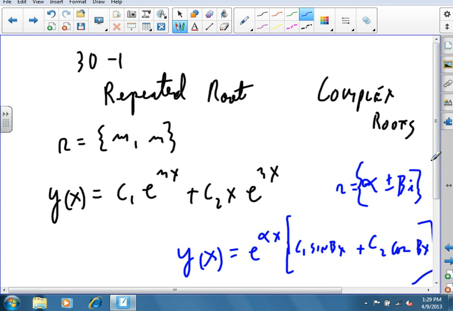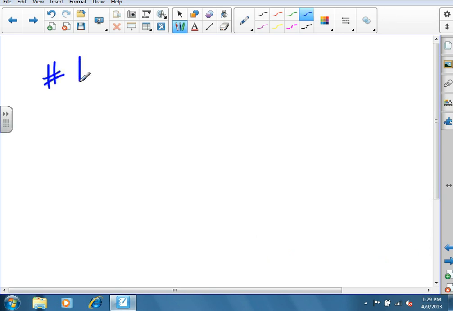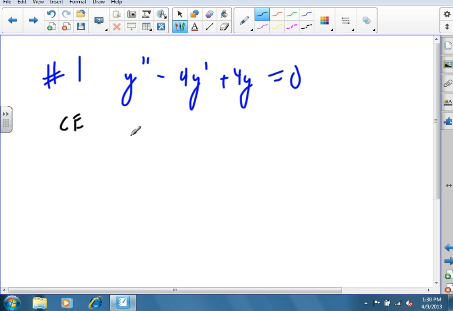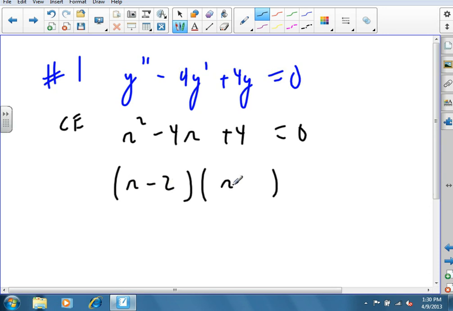And now we're looking at the problem set, starting with number 1. Okay, so problem number 1, y double prime minus 4y prime plus 4y is 0. I have a characteristic equation, r squared minus 4r plus 4 is equal to 0. I can factor that: r minus 2 squared is equal to 0. So my r is a repeated root, 2 and 2.